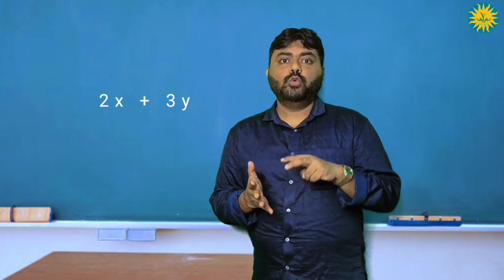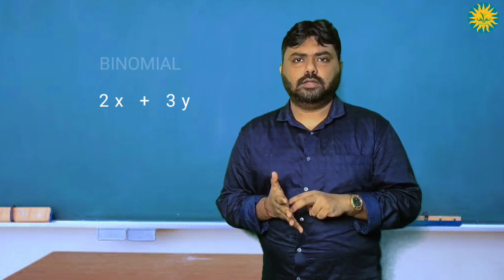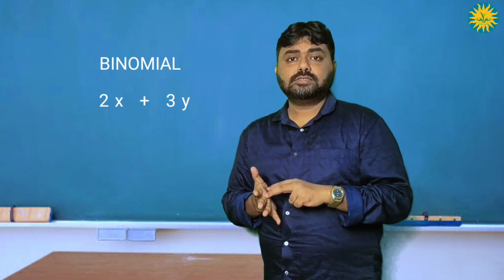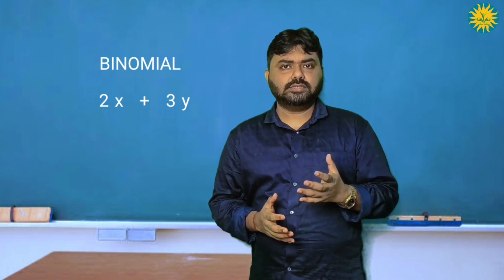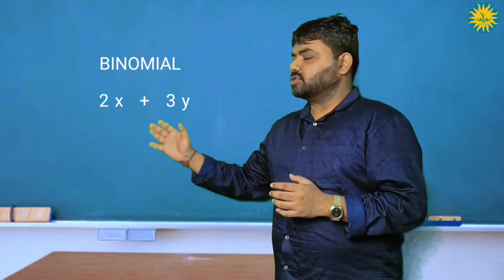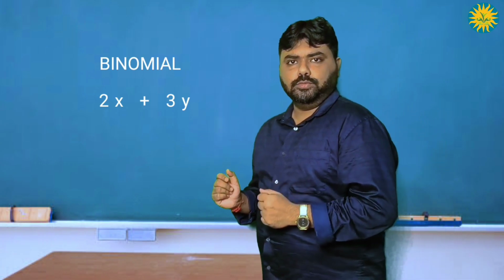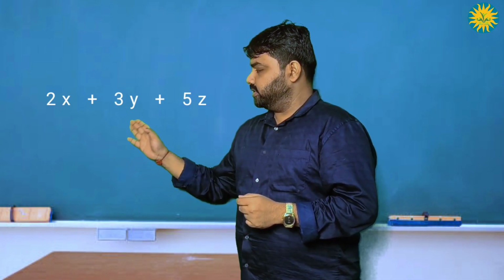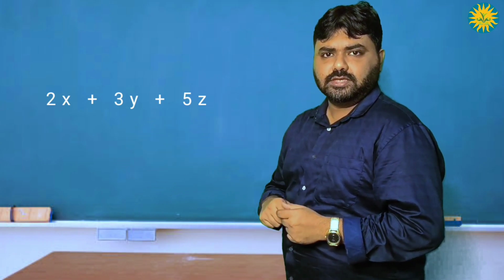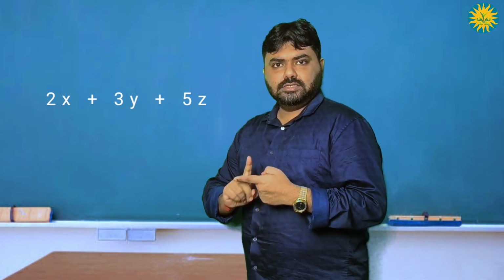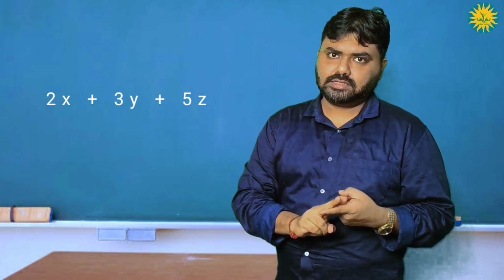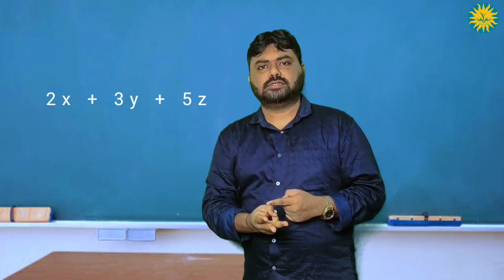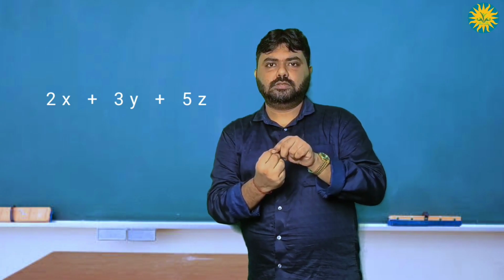Since there are two terms, we can say it is a binomial. Binomial means an algebraic expression containing two terms. That's why it is known as a binomial. Now, just now we have written 2x plus 3y plus 5z. Therefore, 2x is a term, 3y is another term, and 5z is another term. So there are three terms.